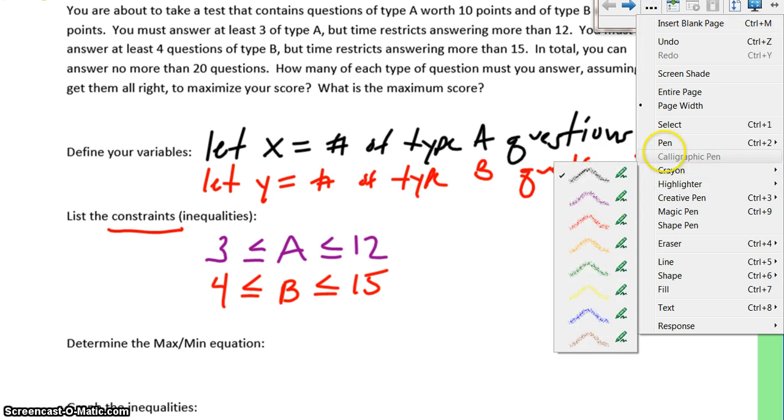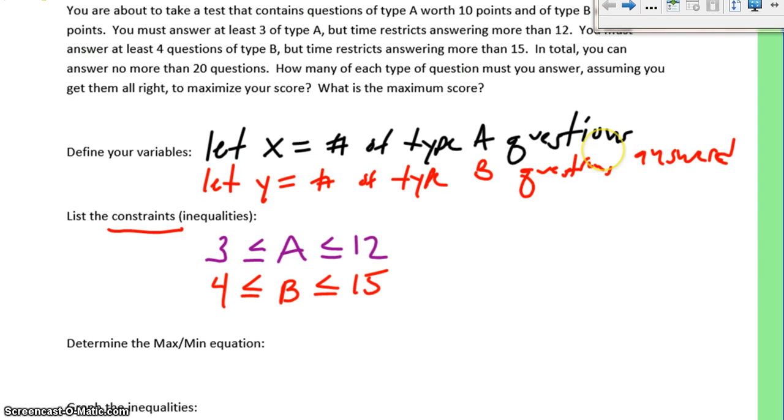Wrong color. Let's go with black. And so in total, you can answer no more than 20 questions. And since X is the number of type A questions answered and Y is the number of type B questions answered, why am I using X and Y? I should use A and B. Anyway, let's continue going on with A and B. I know that A plus B then has to be less than or equal to 20. No more than 20. It can be 20, and it could also be less than 20. So now I have my constraints. So now I can get to starting to graph these inequalities on a coordinate plane. And then I can answer the questions involved.